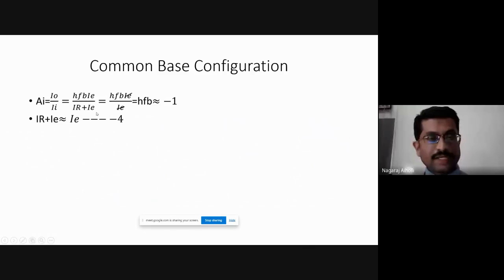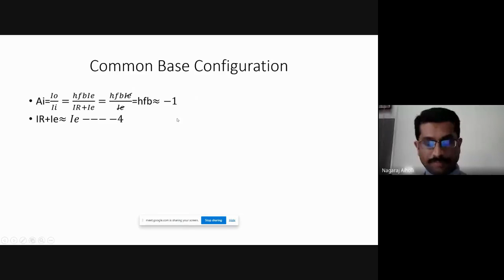Now, substitute IR plus IE as II in the above equation: HFB IE divided by IE. The IE terms cancel, and that will be equal to HFB. What is HFB? Try to recollect what we discussed when studying the relation between the hybrid model and the RE model. HFB is equal to minus alpha. Because the value of alpha is approximately 1, HFB will be approximately equal to minus 1.